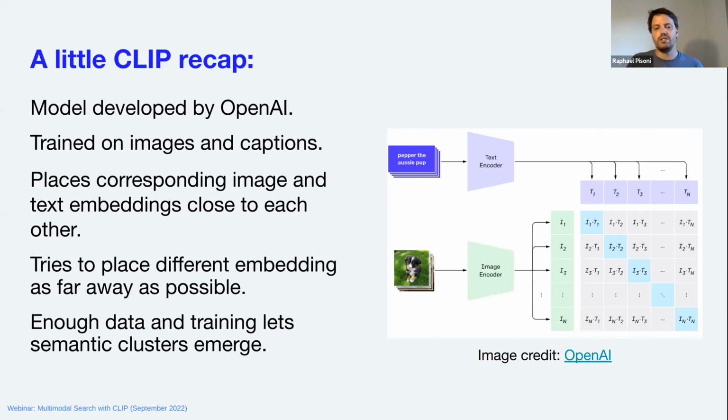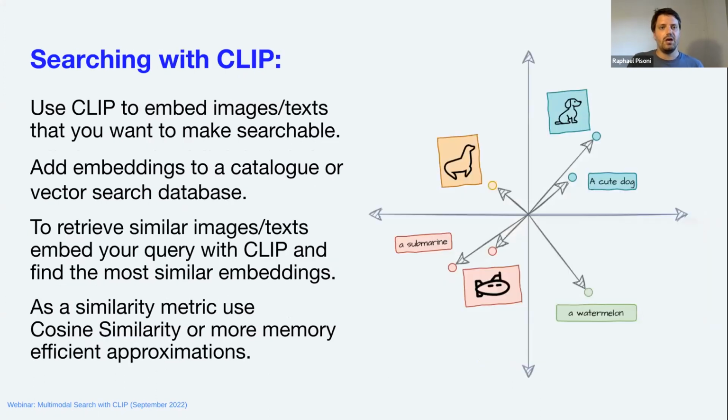And if you do that with enough data and train it for long enough, you will find that this creates some semantic clusters in this embedding space. And that actually has a couple of really interesting use cases. One of the use cases definitely is searching.